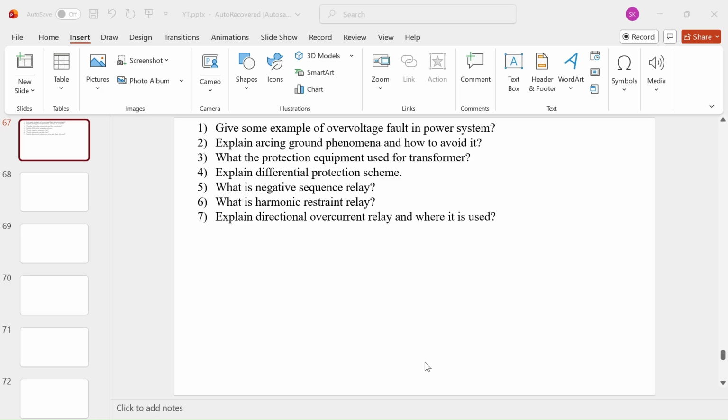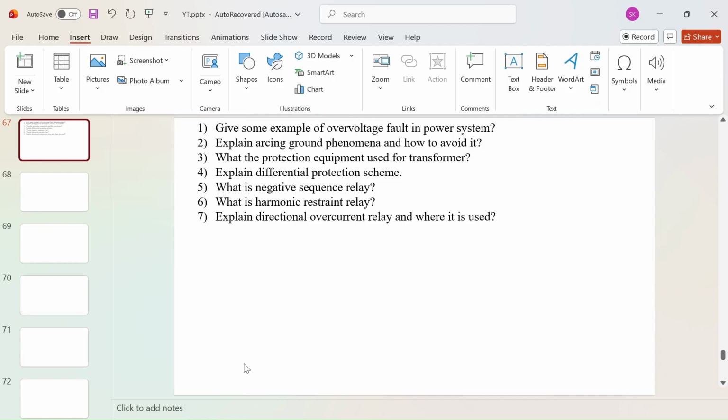Hello everyone. So today onwards, we are going to see the important questions that are related to power system protection. Basically, power system protection is itself a huge chapter, and all of the questions cannot be covered in a particular video. So what I will do, I will pick up the important questions that are related to power system protection.